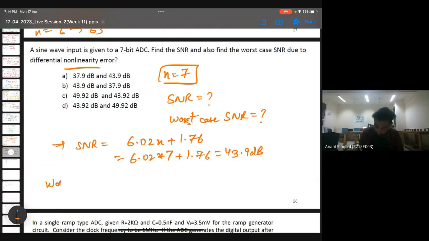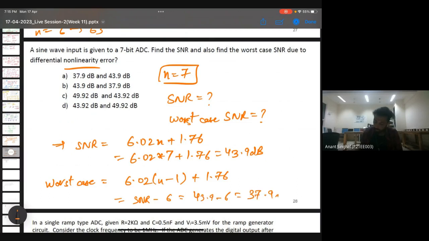And the worst case is given by 6.02 n minus 1 plus 1.76. So we'll just do the same. We'll just write the SNR minus 6. So it was 43.9 and minus 6 it will be 37.9 dB, which is option number B.